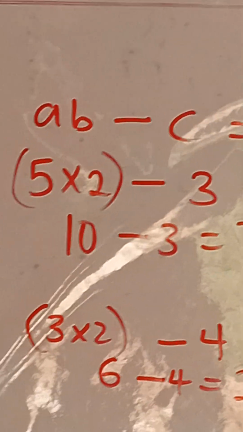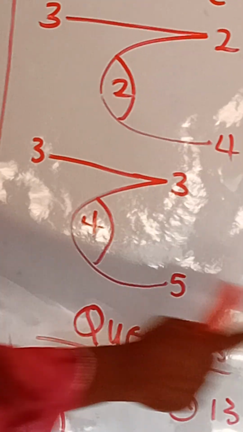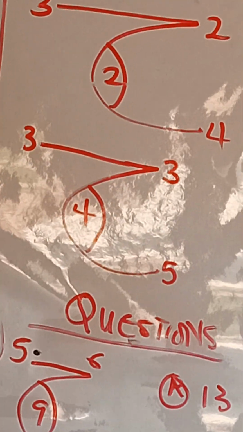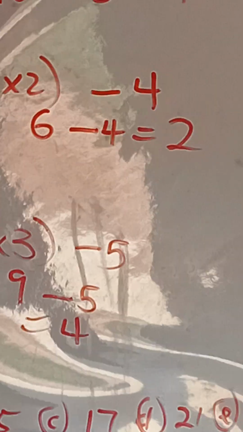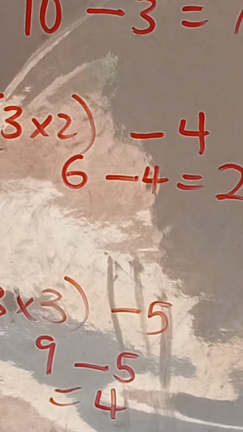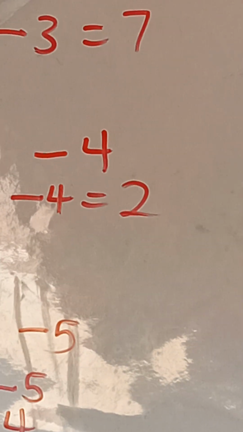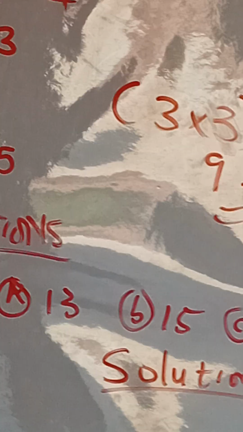Same thing with this. 3 times 3 is 9. 9 minus this 5 gives us 4. So make sure that whatever you do, it works for the 3 samples given. If it does not work for the 3, then you have not gotten the correct solution to the samples. So now that it works for the 3, we can go to the question. Let's solve it together.